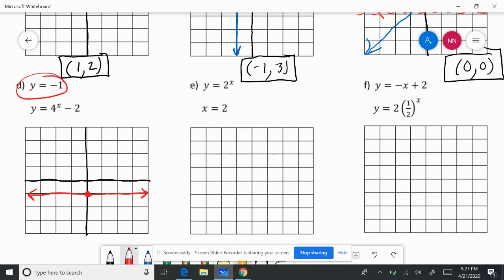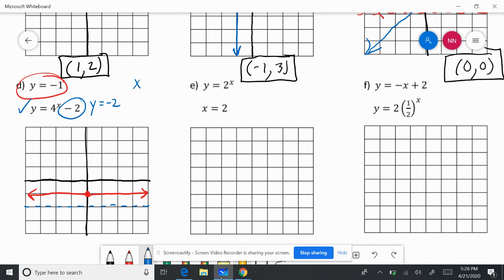Next thing that I'm going to do is look at my exponential. With my exponential, first thing that I always do is look for my horizontal asymptote. In this case, whatever we're adding or subtracting is the horizontal asymptote. So in this case, it's -2. So at -2, I draw a horizontal line. I put dashes to let me know that the line does not cross that.